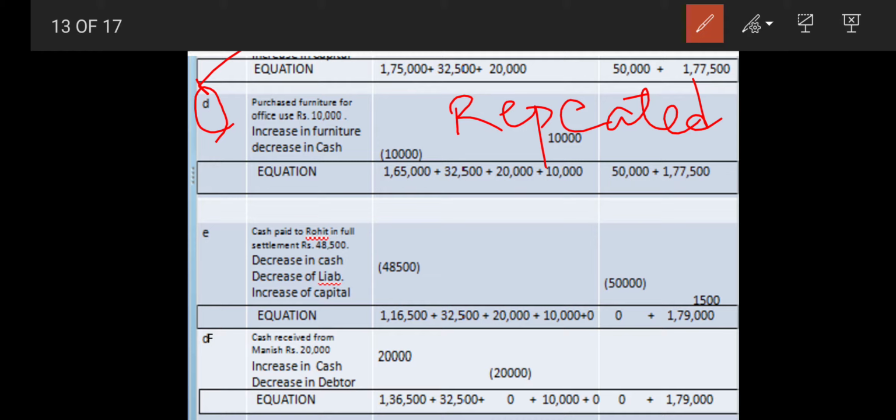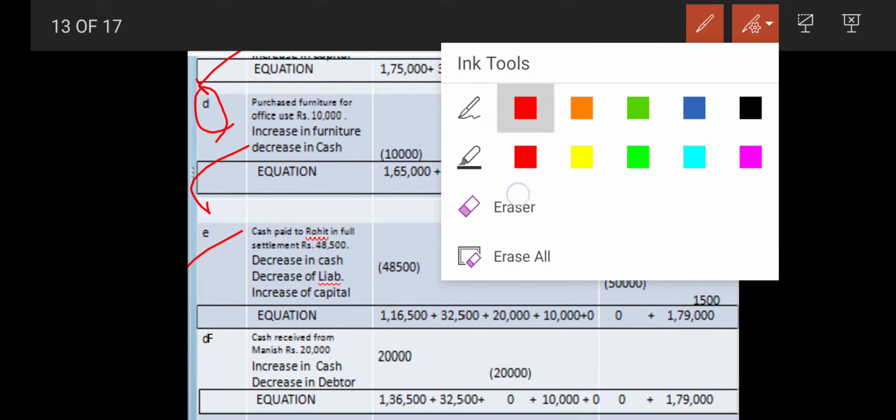So you have to directly go with E, but before that you have to jot down this whole thing when you are coming to the new page. Okay, so now comes your cash paid to Rohit in full settlement for rupees 48,500. Now this is the Rohit. Rohit is to be now remembered. Now who was the Rohit?